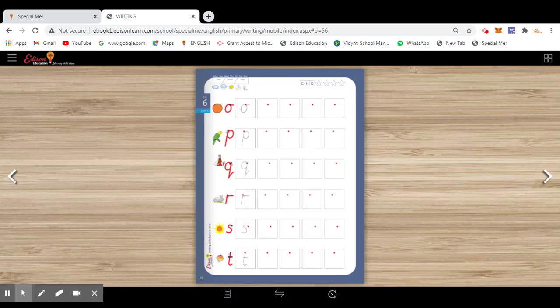Good. So now practice writing it, its phonic sounds, vocabulary words, and everything. And then share your pictures with me.